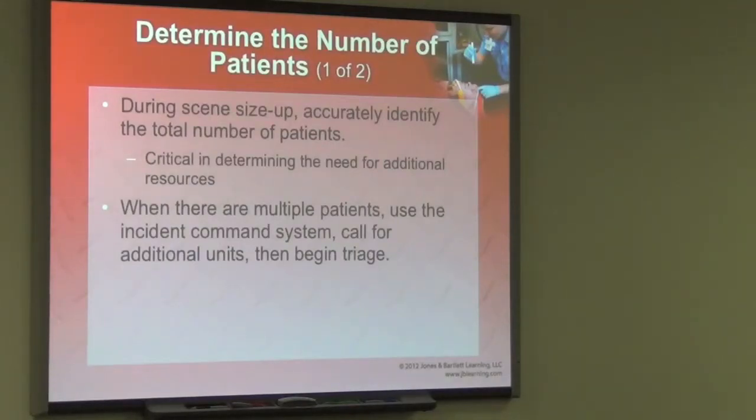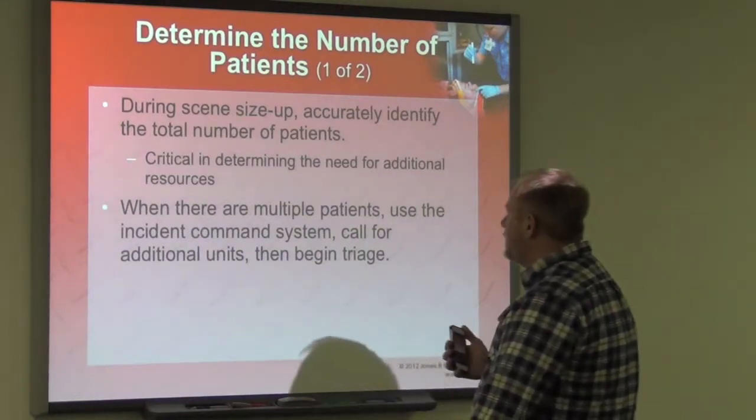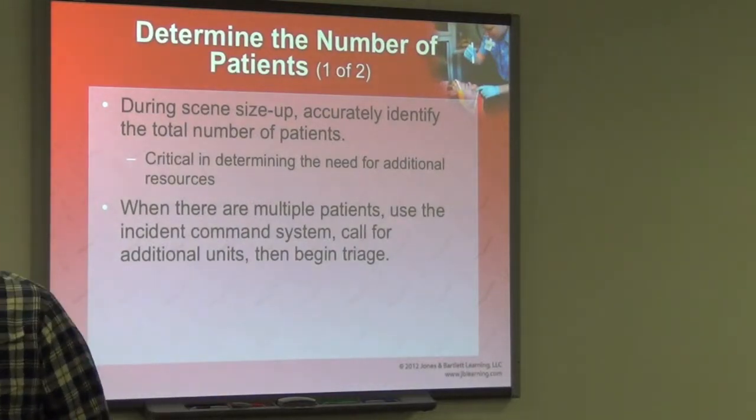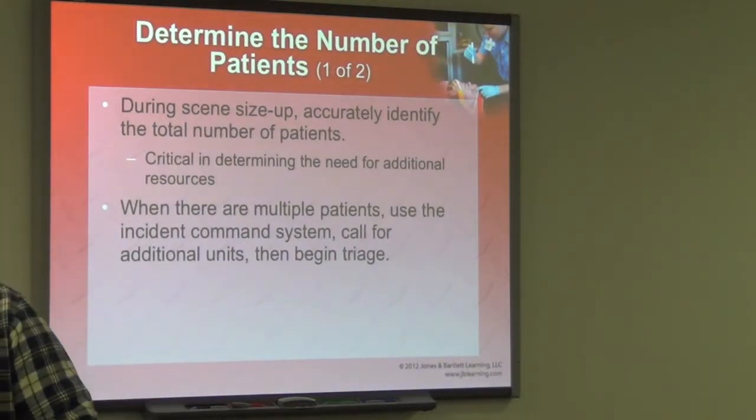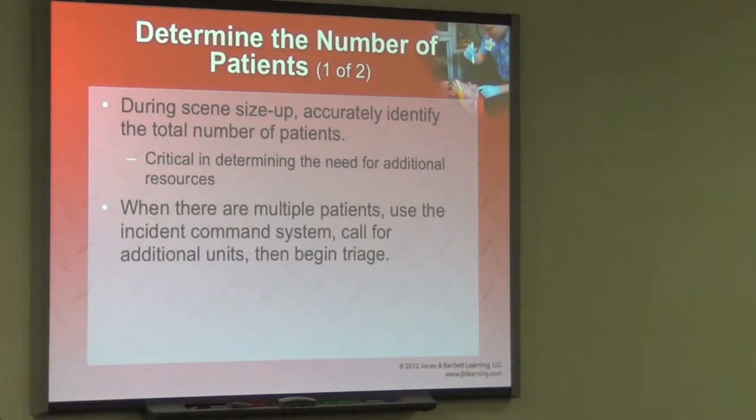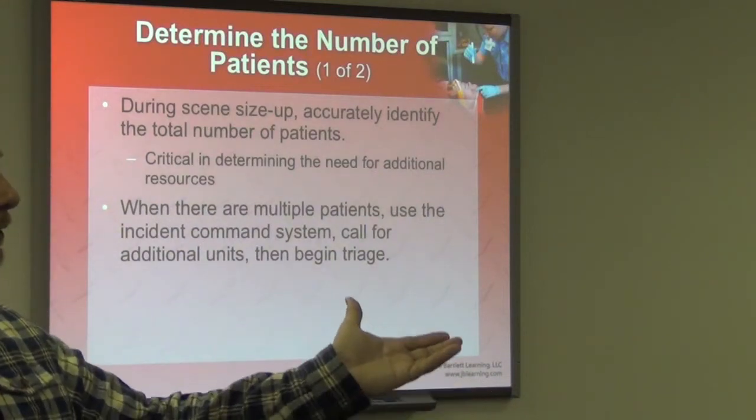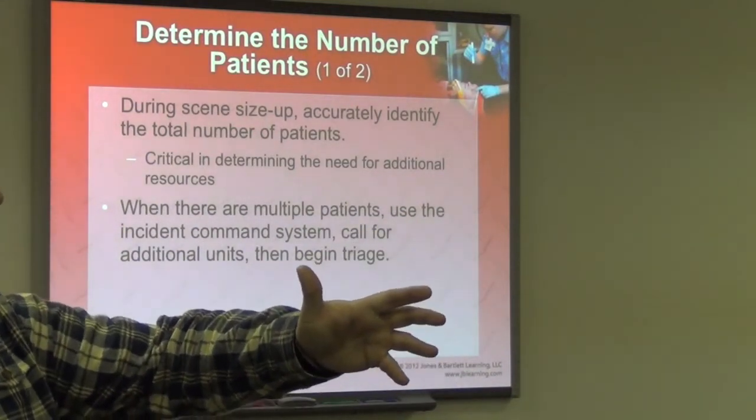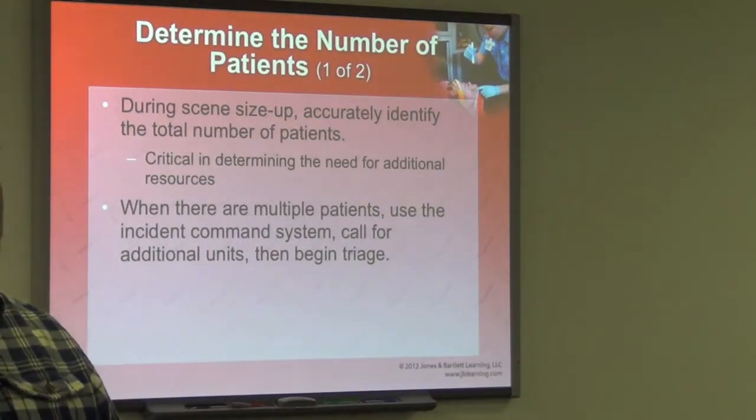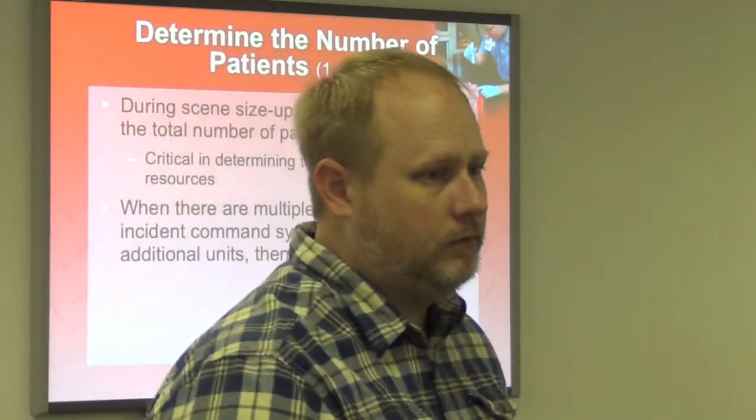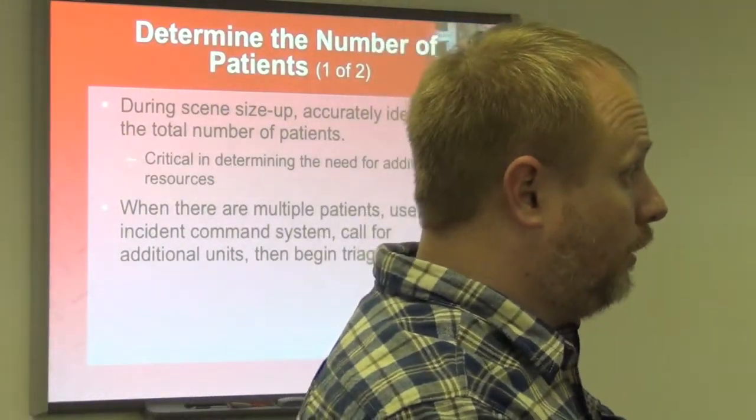Okay, so we have to determine how many patients we have. And we're going to do this by looking at clues. It's not always obvious. If you show up on the scene of a wreck, and it's a rollover, and you have one patient behind the steering wheel, but you look in the front seat or in the grass or something, and you see a child safety restraint seat, and it's empty. Should you be looking for a child?